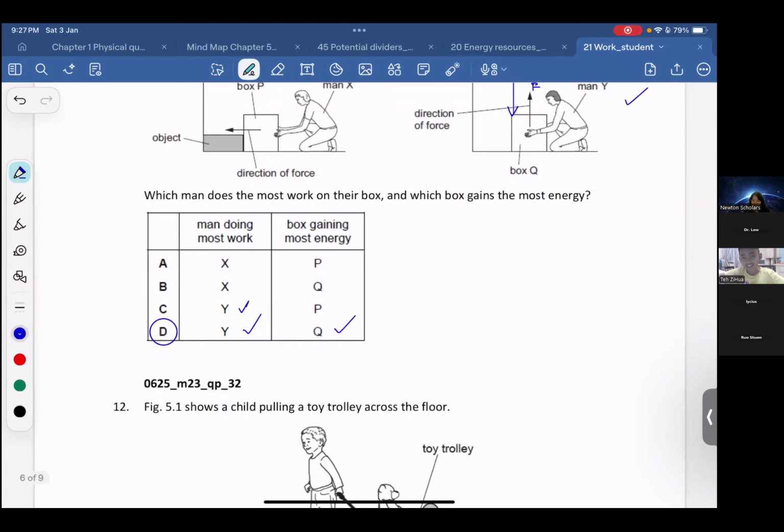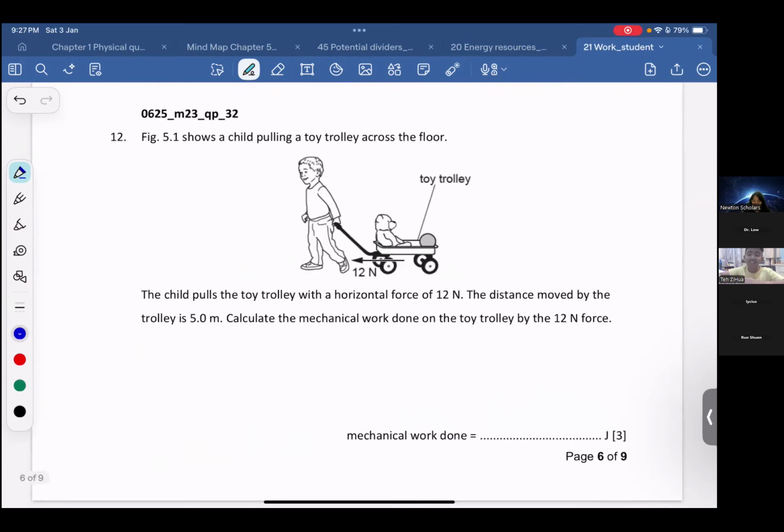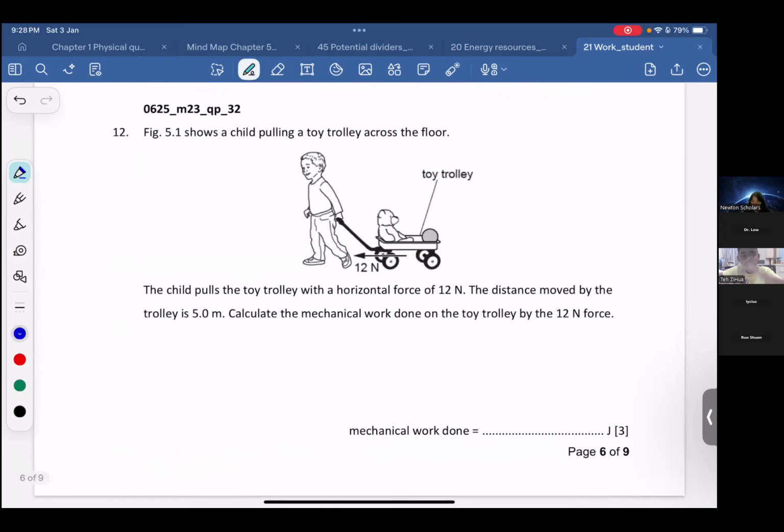Okay. Figure 5.1 shows a child pulling a toy trolley across the floor. The child pulls the toy trolley with a horizontal force of 12 Newton. The distance moved by the trolley is 5.0 meter. Calculate the mechanical work done on the toy by the force of 12 Newton. Okay, what is your answer?